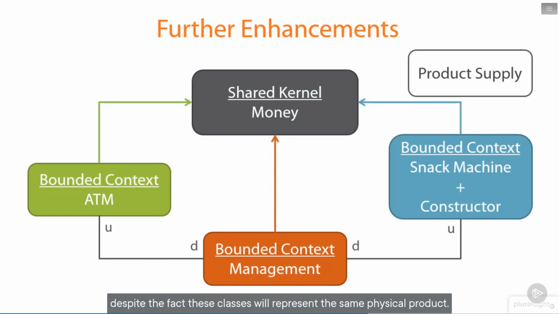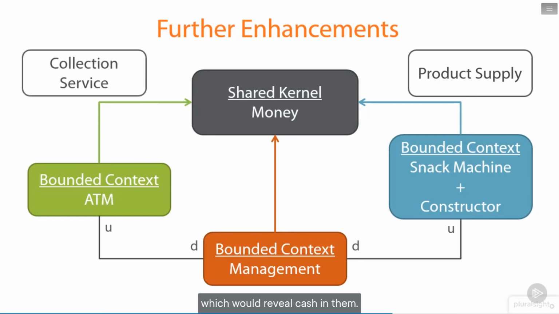these classes will represent the same physical product. For the ATM bounded context, we would probably need a collection service, which would refill cash in them. That would also be an additional bounded context with its own representation of ATMs.